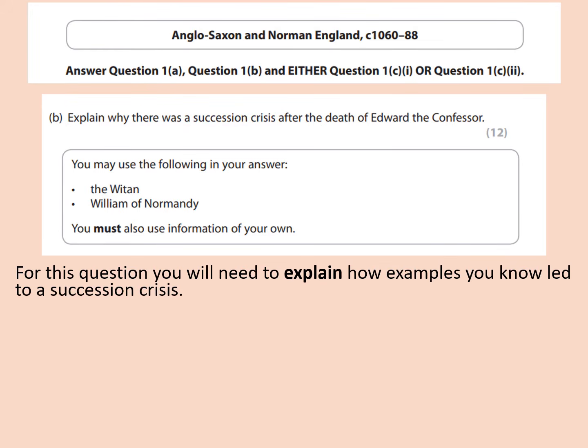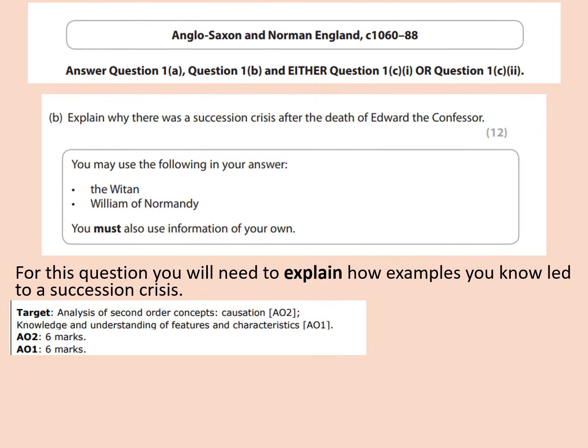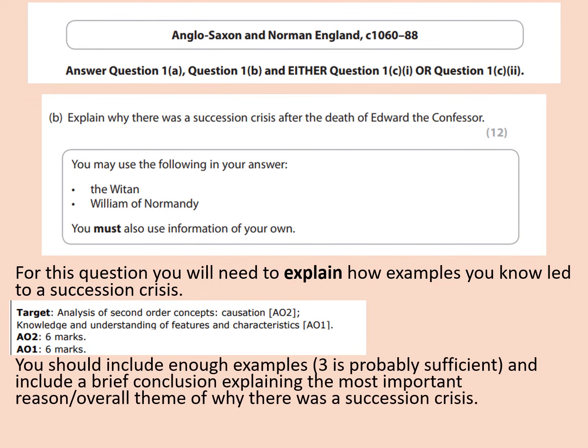For this question, you will need to explain how examples that you know led to a succession crisis. Here, half of your marks, 6 marks, are going to be about your analysis of second order concepts. In this case, causation, why things happened. This is also known as assessment objective 2. Assessment objective 1 is your knowledge and understanding of features and characteristics. In other words, how much do you know about the topic that's relevant. You should include enough examples, 3 is probably sufficient, and include a brief conclusion explaining the most important reason or the overall theme as to why there was a succession crisis.